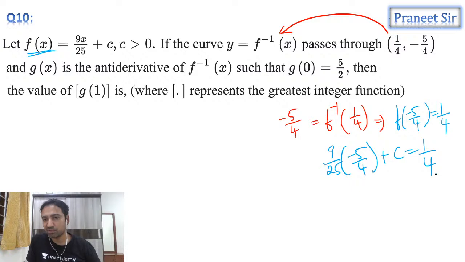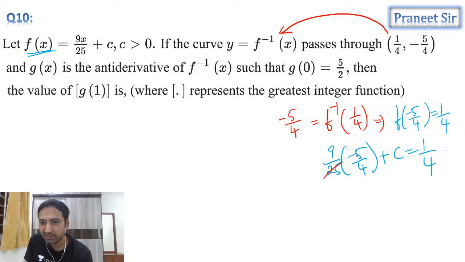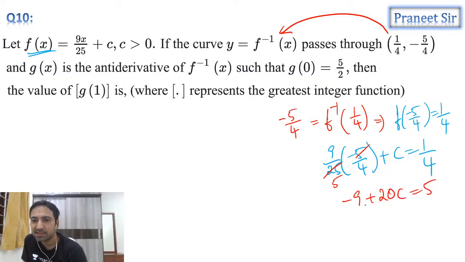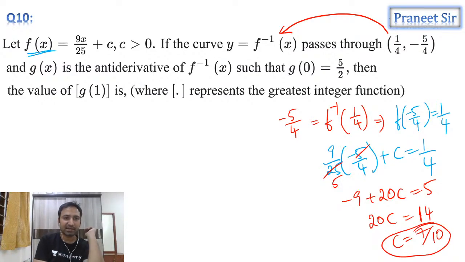So from this, I can calculate the c value, guys. Let's find out the c value here. So 25 and 5 get cancelled, 5 times. Now multiply with 20, guys. Throughout the equation, if you multiply with 20, 20c is equal to 5. So from this, 20c is equal to 4 or 14, guys, 14. So from this, c is equal to 7 by 10. Is it correct? The c value we calculated is 7 by 10.